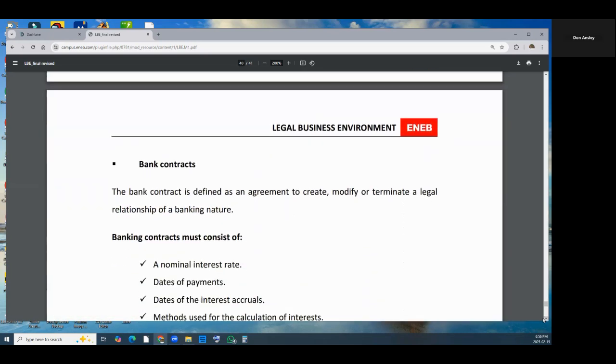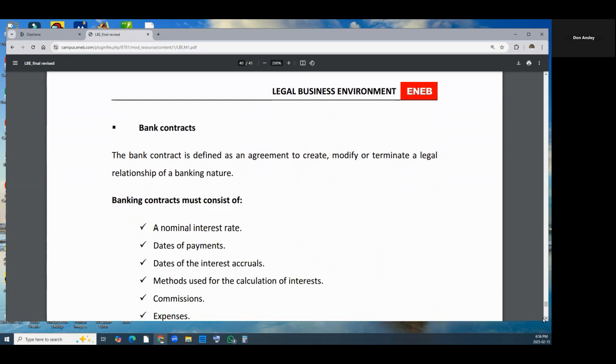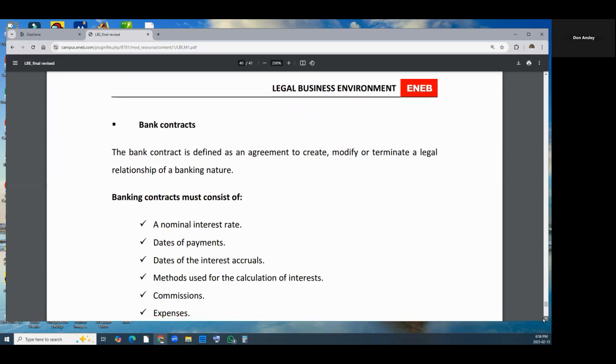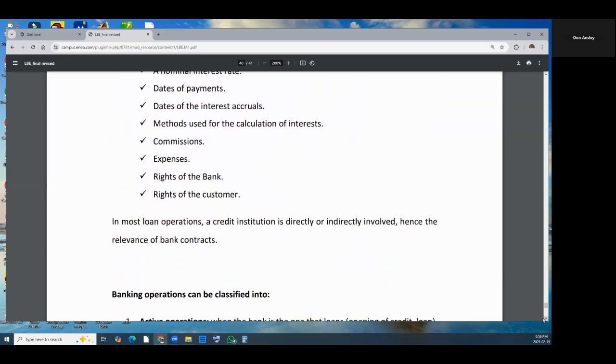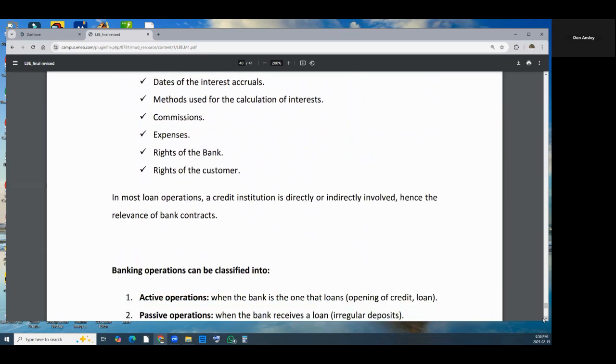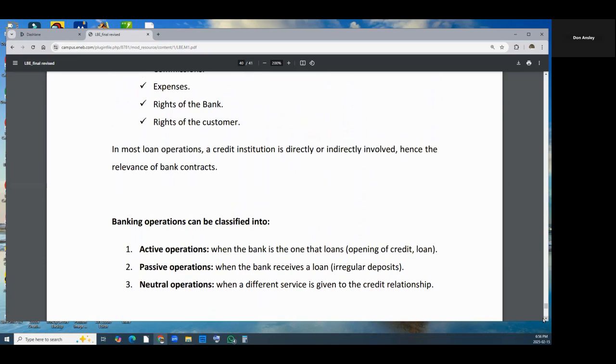Bank contracts. A bank contract is defined as an agreement to create, modify, or terminate a legal relationship of a banking nature. They consist of nominal interest rates, a date of payments, the dates of the interest accruals, methods used for the calculation of interest, the commissions, the expenses, the rights of the bank, the rights of the consumer, and most loan operations of credit institutions directly or indirectly involved.